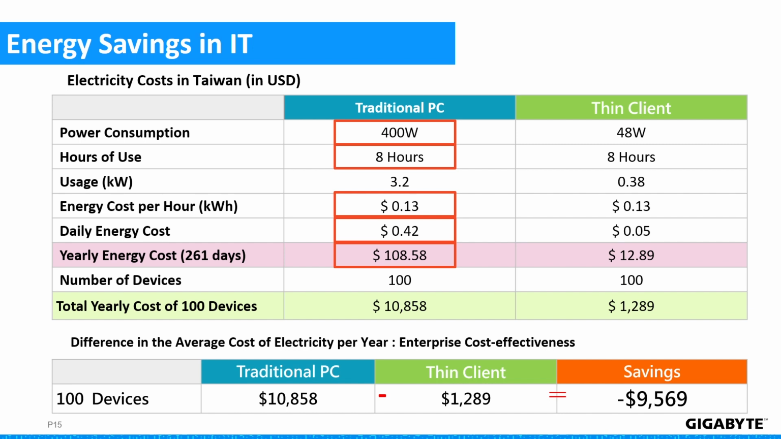Now, if we had 100 of each instead, that works out to nearly $11,000 in electricity versus just over $1,000 for the thin client. That saves nearly $10,000 per year. So you may ask, what about the server electricity cost? Well, two things. The server will run with greater efficiency because of its scale.